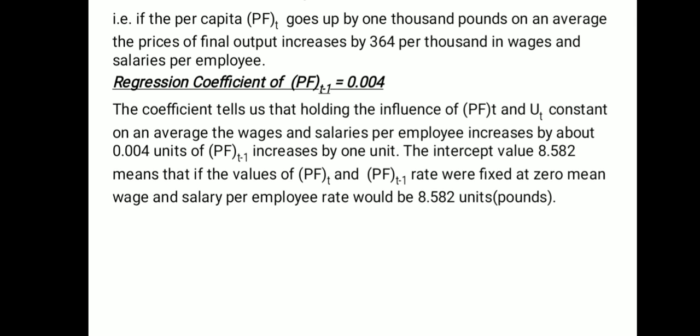Next, if x2 and x3 are 0, that is, if the values of PFt and PFt minus 1 were fixed at 0, the mean wage and salary per employee would be 8.582. That is the minimum wage there would be. That is the y-intercept term. This is the interpretation of the partial regression coefficients.